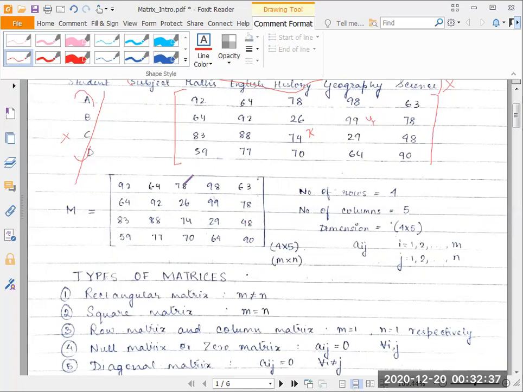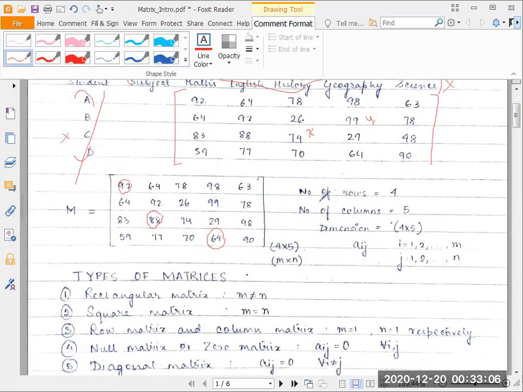Another thing that I just mentioned is an element. So what do we mean by elements of a matrix? These singular numbers, these positions essentially are called the elements. So 92 is an element. Here 88 is an element. 64 is an element. All these numbers, all these data points that we have in this matrix are essentially the elements of the matrix.